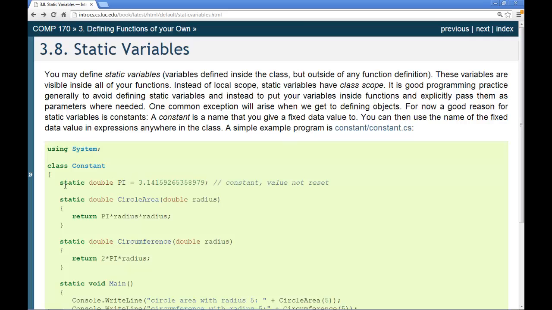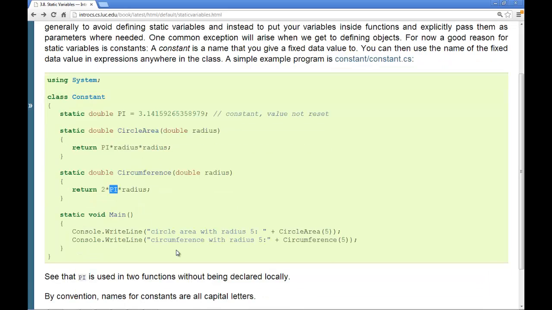But since this is defined static outside of all of my static functions, I can use it inside my static functions, like my circle area function uses pi, my circumference function uses pi, and that's perfectly legitimate.